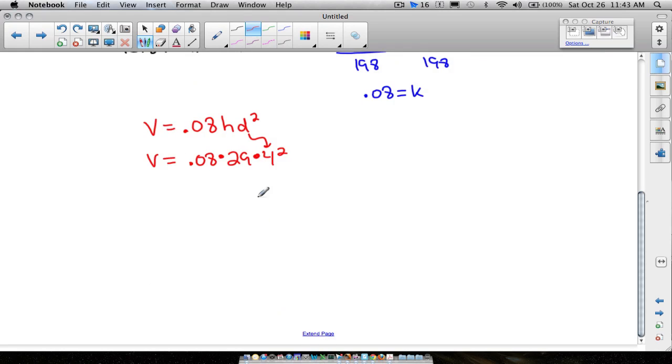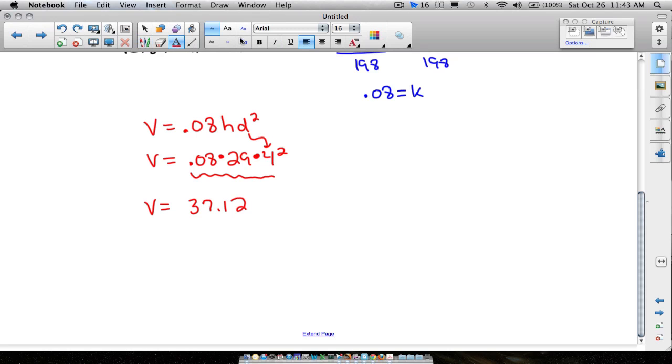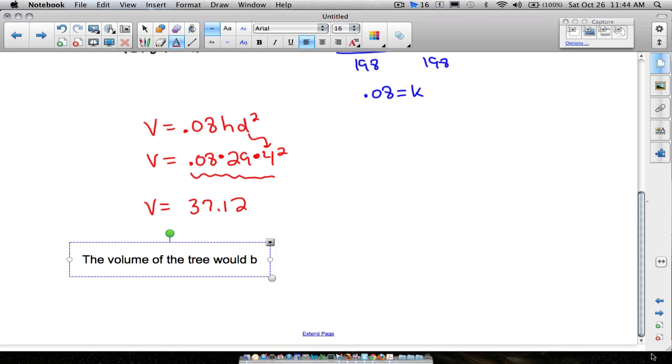And now notice you can type all that stuff in right here in your calculator. Do 0.08 times 29 times 4 squared, which is 16. A total of the volume will be equal to 37.12. Now let's make sure we write a complete sentence here. This is a real world problem. So the volume of the tree would be, and this is where the real world comes into play. It's not just 37.12, it's 37.12 cubic feet. Remember, volume is measured in cubic units, so 37.12 cubic feet.